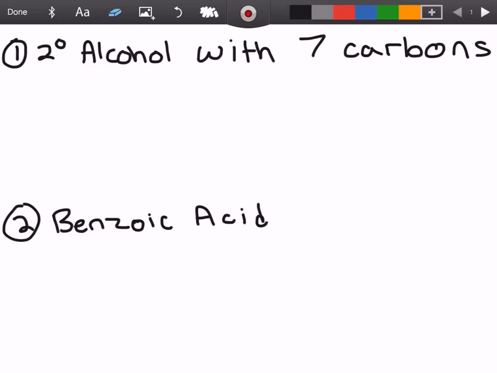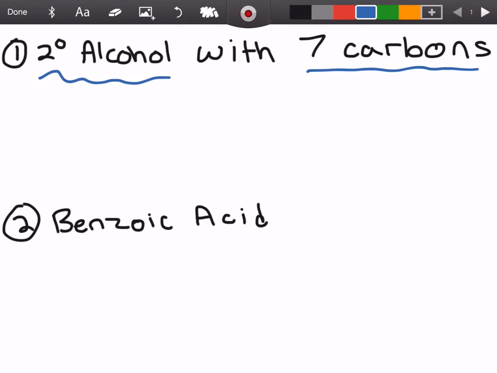How's it going, everyone? In this video, we're going to focus on drawing compounds based off the functional group we're looking for. So in this first example, we want a secondary alcohol with 7 carbons. So let's break that down. We want a 7-carbon compound.